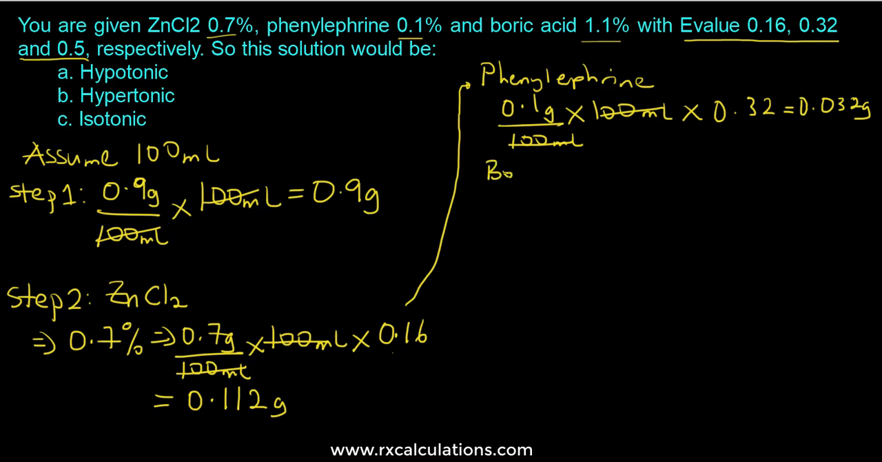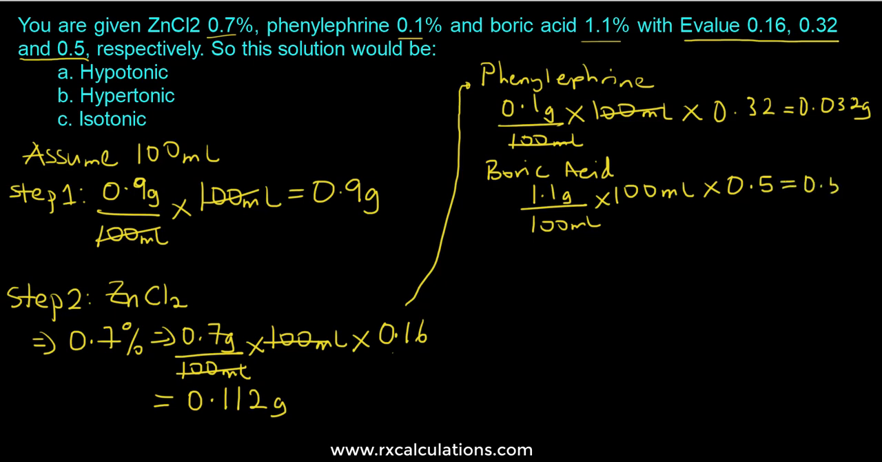So you now have boric acid. Now boric acid is 1.1%, so we'll do 1.1 gram over 100 milliliters from the percentage strength. Multiply that by the volume of our preparation, and this should give us our weight, which we can multiply by its E value, which is 0.5. And so that should give us 0.55 grams.